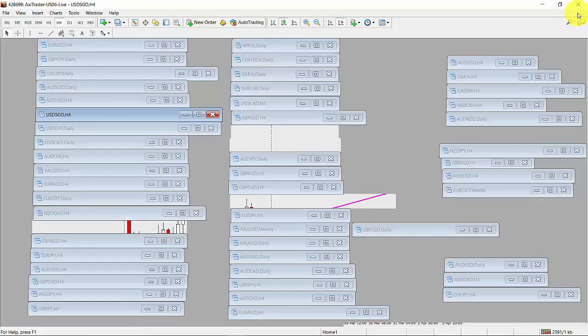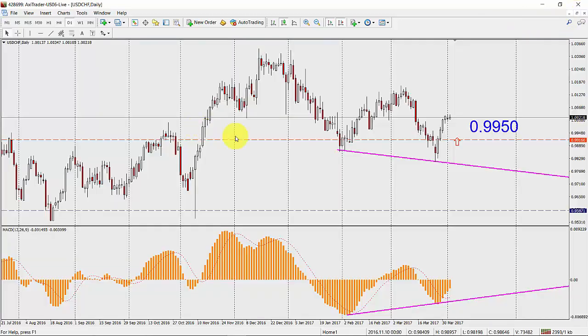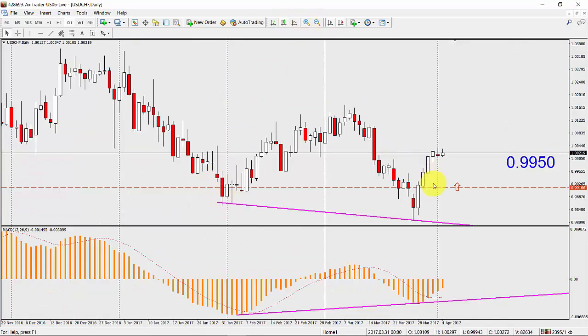Oh, not the Singapore dollar. Sorry, it was the Swissie, wasn't it? Yeah, sorry, it was the Swissie. So again, usually when you have a blow off bottom, the little candle is the one that closed below the zone, and then it quickly gets back up there.